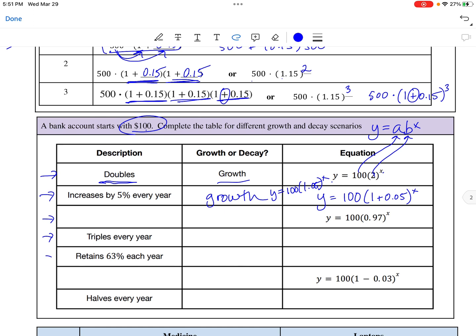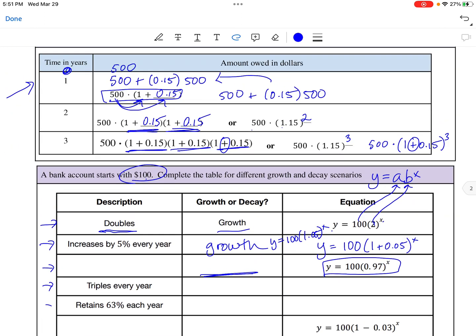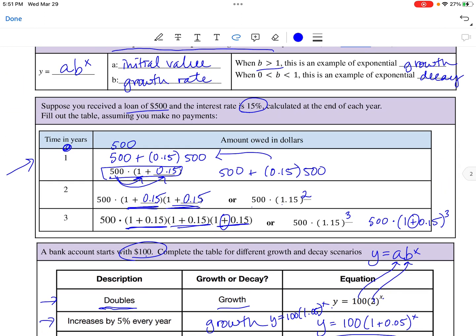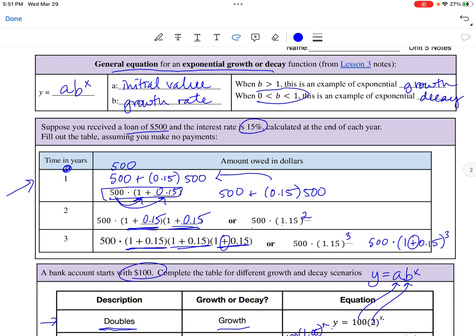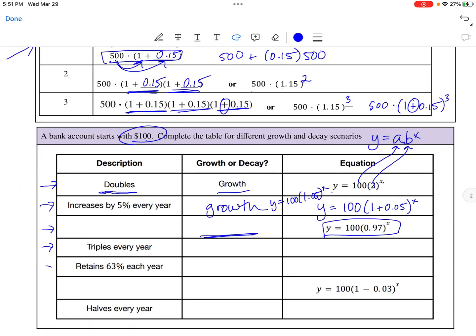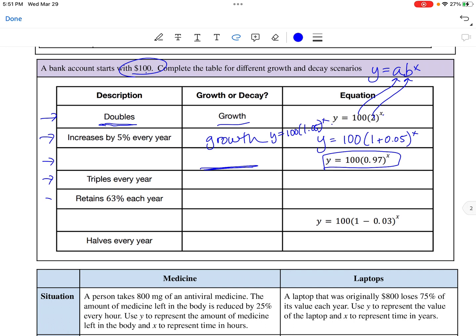Okay, now we have to work backwards. We are given an equation, and we have to decide, is it growth or decay? Well, remember, we go up here, if our growth factor is less than 1, this situation, it's actually decay. The amount's going to go down. And 0.97 is less than 1. So it's exponential decay.